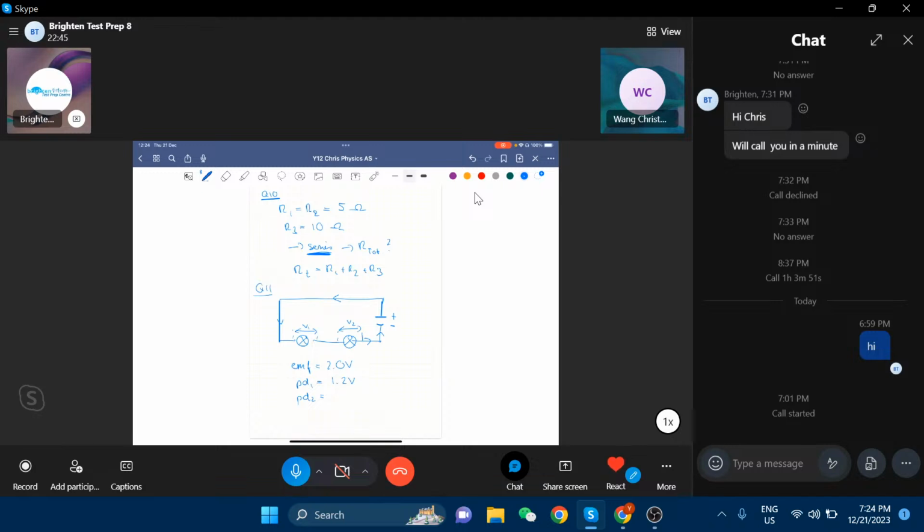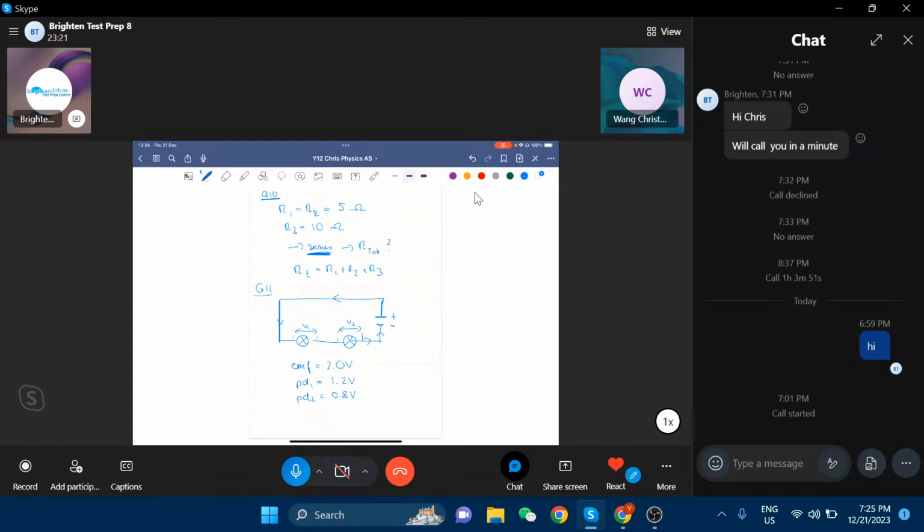Basically, we don't have to think too much even, right? It's just straightforward. Especially since you're now already very familiar with them, you can instantly say, well, hey, it's series, so easy. The EMF must be equal to the sum of the PDs, so of course the difference is 0.8. Simple algebra in many cases for these circuits, actually.